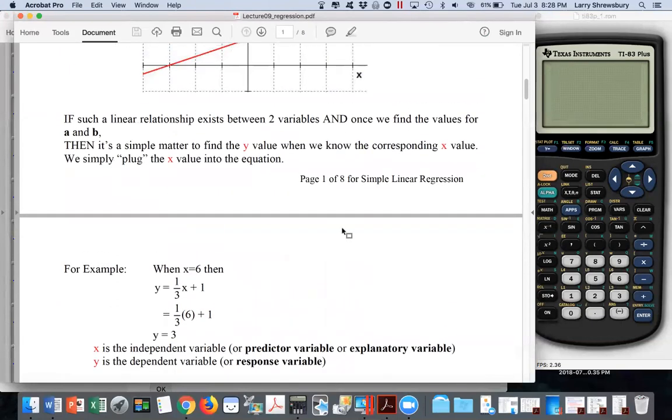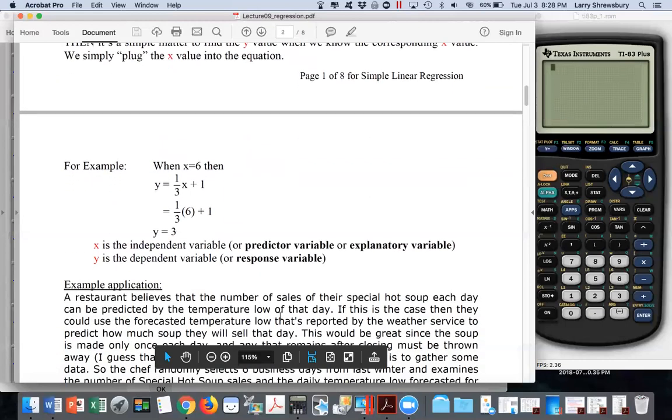In other words, let's suppose you're saying, okay, when x equals 6, what do I predict y will be? We'll just plug 6 into the equation, do the arithmetic, and you've got your answer. So you would predict y would be about 3. So we're using x to predict y. That's why x is the predictor variable, or the explanatory variable. Y is the one we're trying to predict, and its value is in response to whatever value you plugged in for x. So it's the response variable.